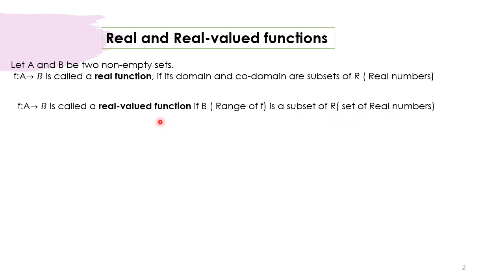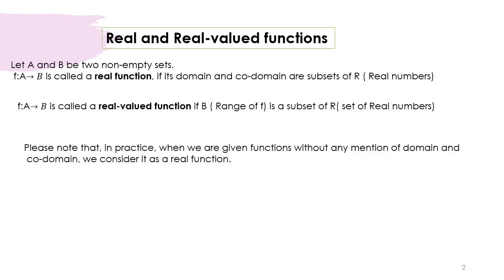So here nothing is told about A. Basically, when the range of the function is a subset of the set of real numbers, that is a real valued function. So it means all real functions are real valued functions, right? Real functions can be real valued functions, but all real valued functions might not be real functions, right? And please note that in practice, when we are given functions without any mention of domain and codomain, we consider it as a real function.